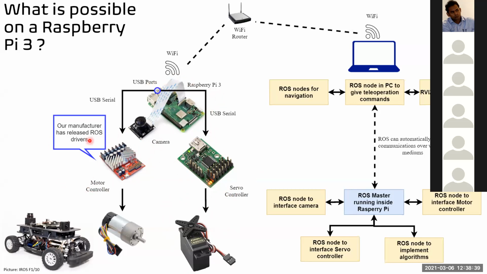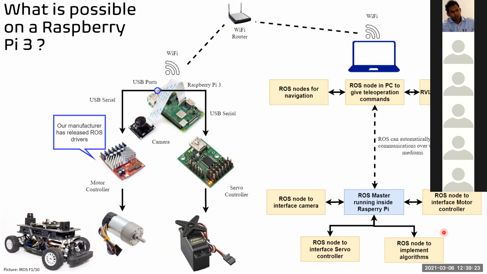If they are from reputed manufacturers like Pololu or something like that, they have already released ROS drivers. So if you want to control using the ROS interface or ROS topics, all you have to do is install Ubuntu and ROS in the Raspberry Pi, and then just run the related ROS nodes. If you run the ROS node to interface the motor controller that is given by the manufacturer, then you can easily publish a command topic, and the vehicle will move forward at that commanded velocity. And similarly, if you have a ROS node to control the servo, you can steer like that.